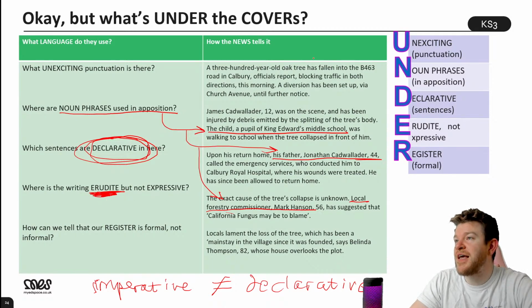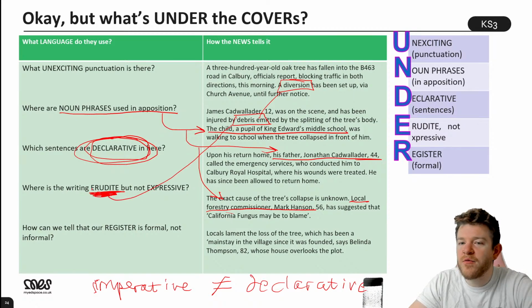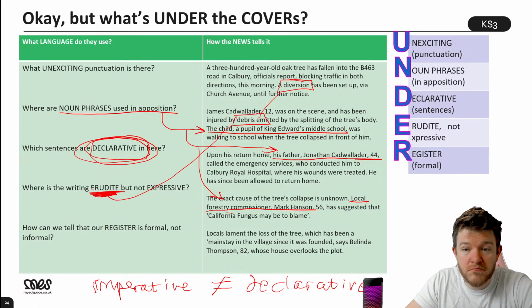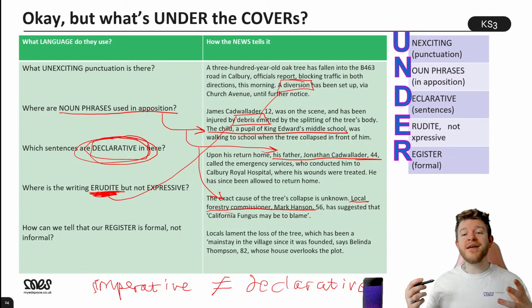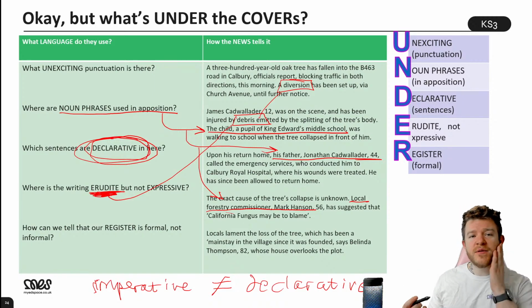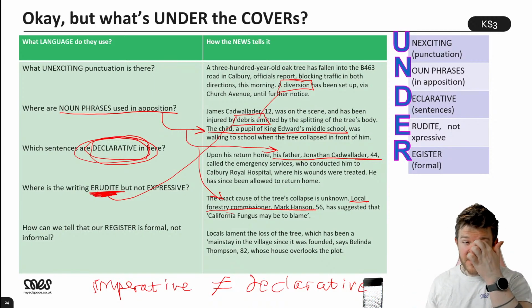So we're just going to say words like diversion. Okay, so these impressive words, these quite rare words, diversion and debris. Those are examples of erudite language. They're fancy language, showing knowledge, but they're not trying to be too dramatic. They're not trying to be too intense.